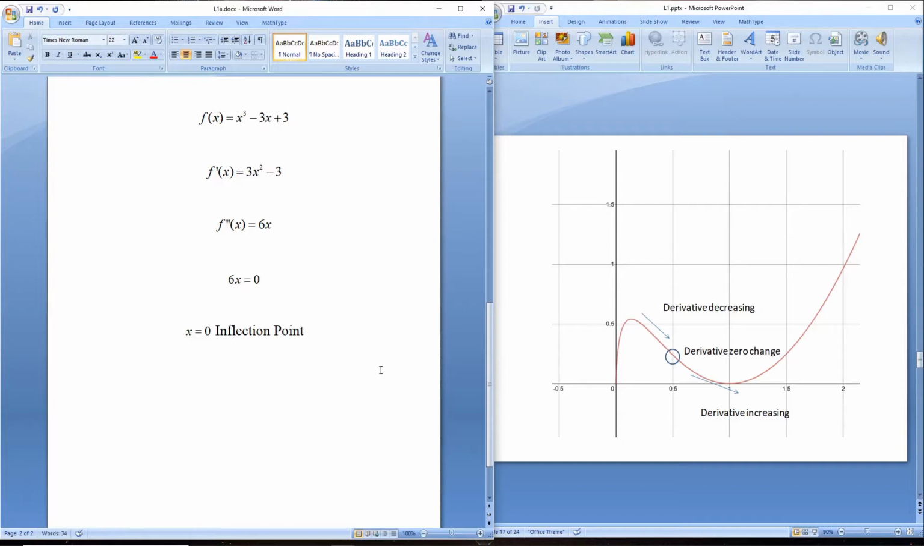So if you're feeling some comfort with derivatives, yes, it was that easy. We just did the derivative again and set it equal to 0 and solved, bang, there's our inflection points.